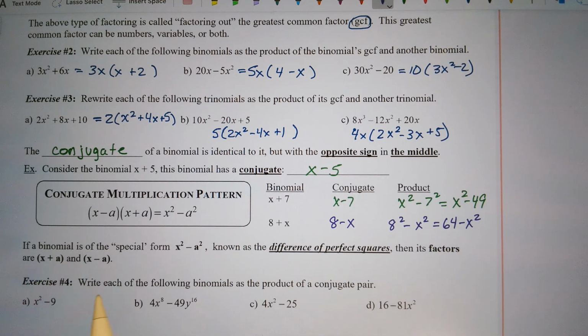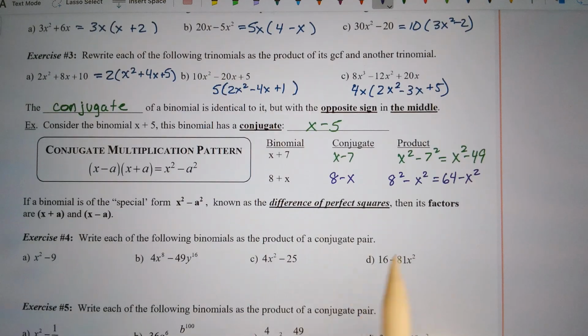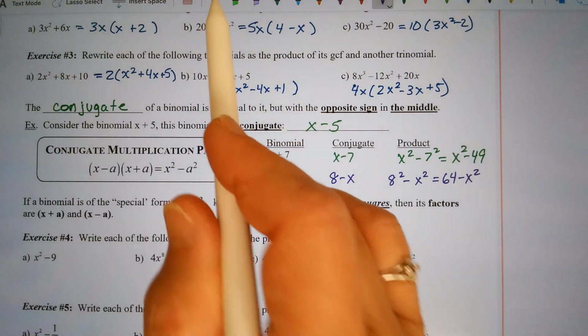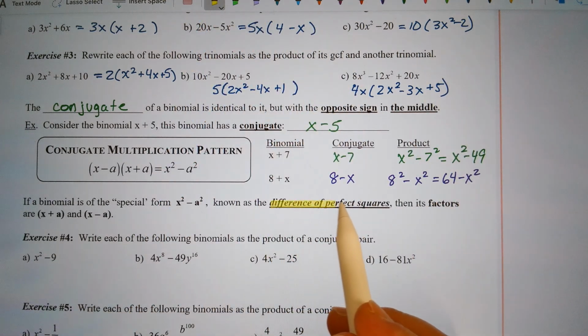If a binomial is the special form, x squared minus a squared, known as the difference of perfect squares, you've heard this before in Algebra 1, then it factors into x plus a times x minus a. So you have to know difference of perfect squares. This is not new to you. You've worked with this before.